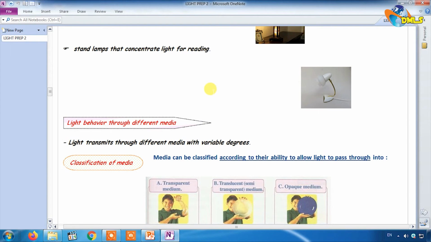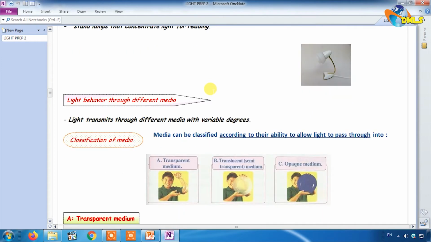Then light behavior through different media. How does light travel? We know that light travels in a straight line. We took it before; it is previous information. Light transmits through different media with variable degrees. We classify the media which light passes through into three types.